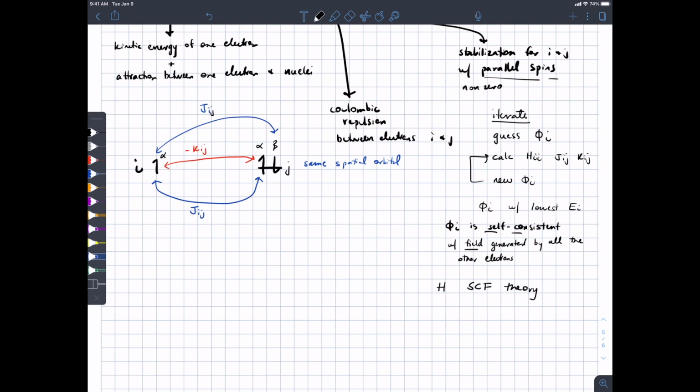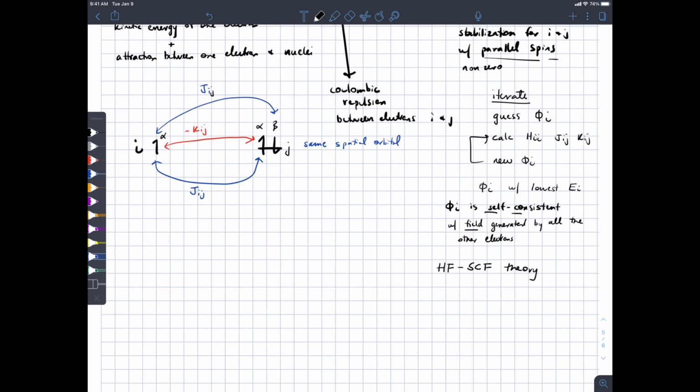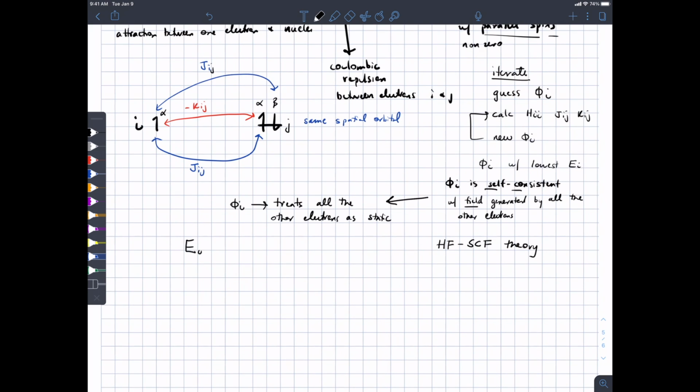And if you use the Hartree-Fock equation, it's the Hartree-Fock self-consistent field theory. Now, in calculating the wave function for electron I, this theory treats all the other electrons as static. Of course, that is not actually how molecules are. Electrons are in motion, and they can correlate their movement so as to minimize electron-electron repulsion. So if you obtain an energy for a wave function from Hartree-Fock self-consistent field theory, that energy is always going to be greater than the actual energy for that wave function.